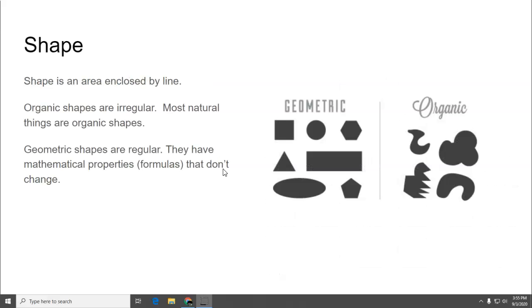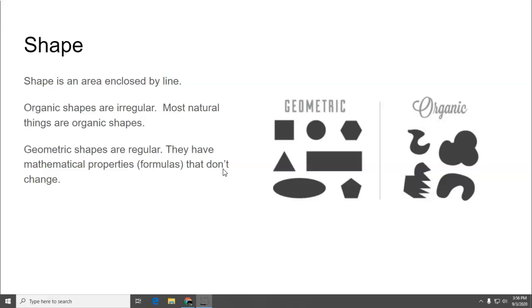Shape is another element of art we talked about this week. It is an area enclosed by line. Organic shapes are irregular or natural shapes, and so that's most natural things like people and dogs and trees and ice cream and almost everything.